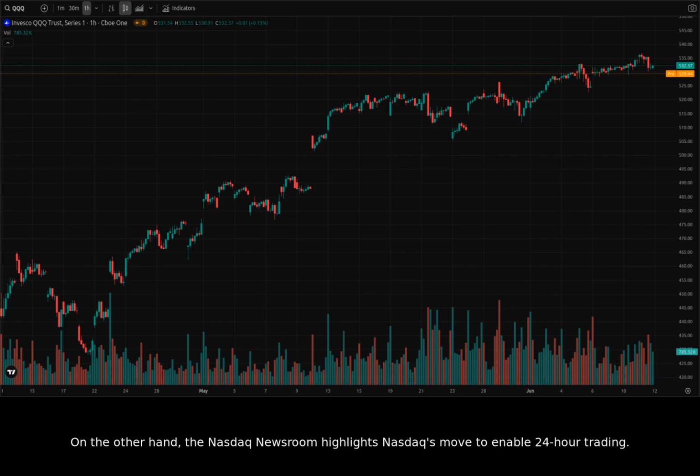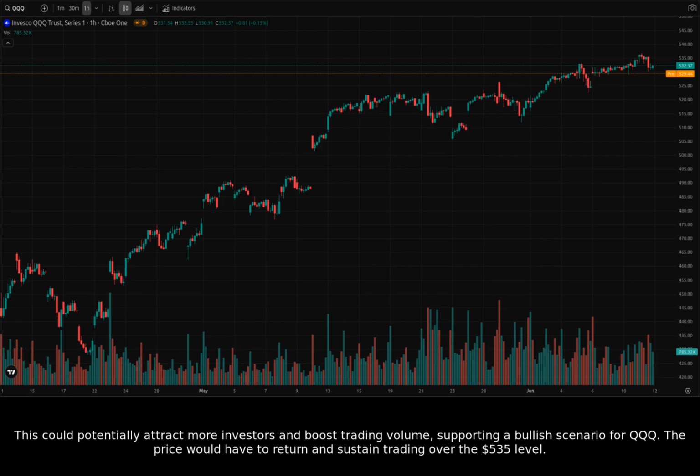On the other hand, the Nasdaq newsroom highlights Nasdaq's move to enable 24-hour trading. This could potentially attract more investors and boost trading volume, supporting a bullish scenario for QQQ. The price would have to return and sustain trading over the $535 level.